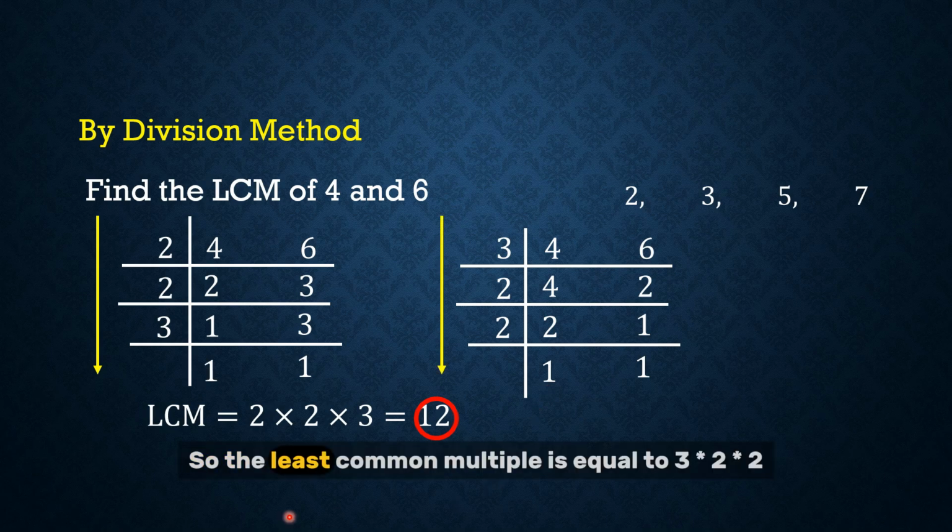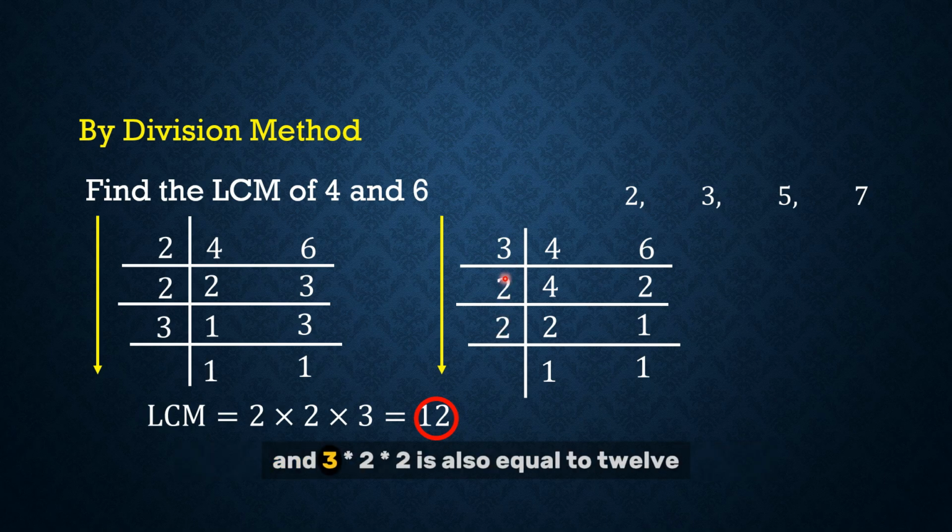So the least common multiple is equal to 3 times 2 times 2. And 3 times 2 times 2 is also equal to 12.